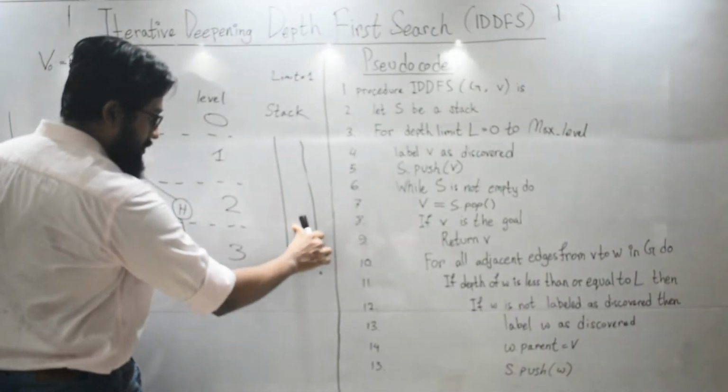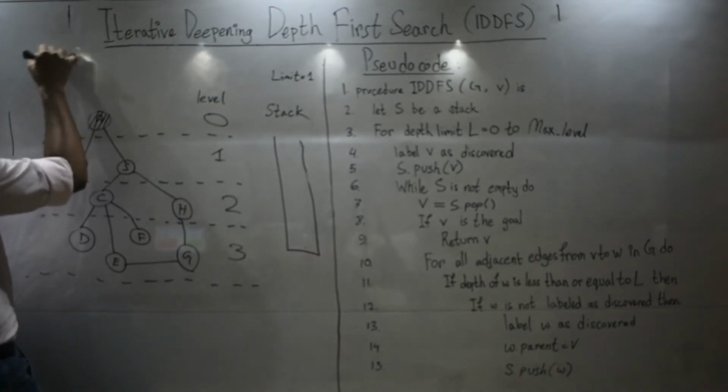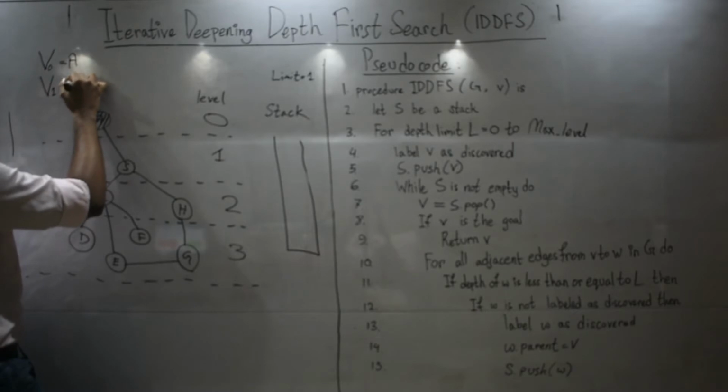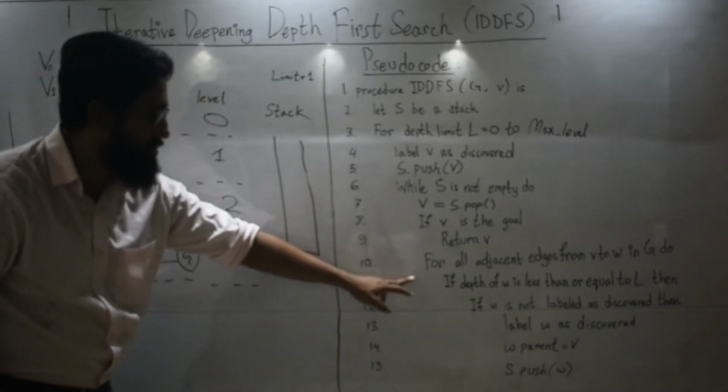Pop A and put it in V. So the first one was here. Now let's denote this one with a subscript of 1. And you pop and you have A. Okay, if this is the goal, let's forget about this.